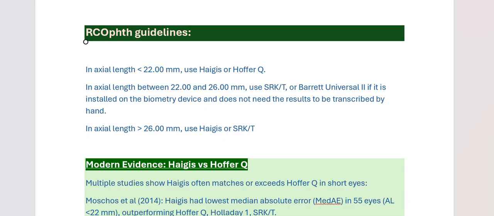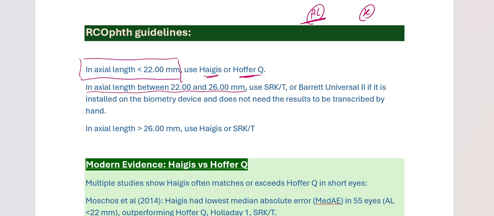In short, we need to obtain the axial length and the K readings. The Royal College depends on the axial length to choose the precise formula. So in axial length less than 22 millimeters, use either Haigis or FRCOphth. In the regular axial length between 22 and 26 millimeter, we use the FRCT. This is the most commonly used formula, but maybe slightly more accurate, the Barrett Universal 2 formula.